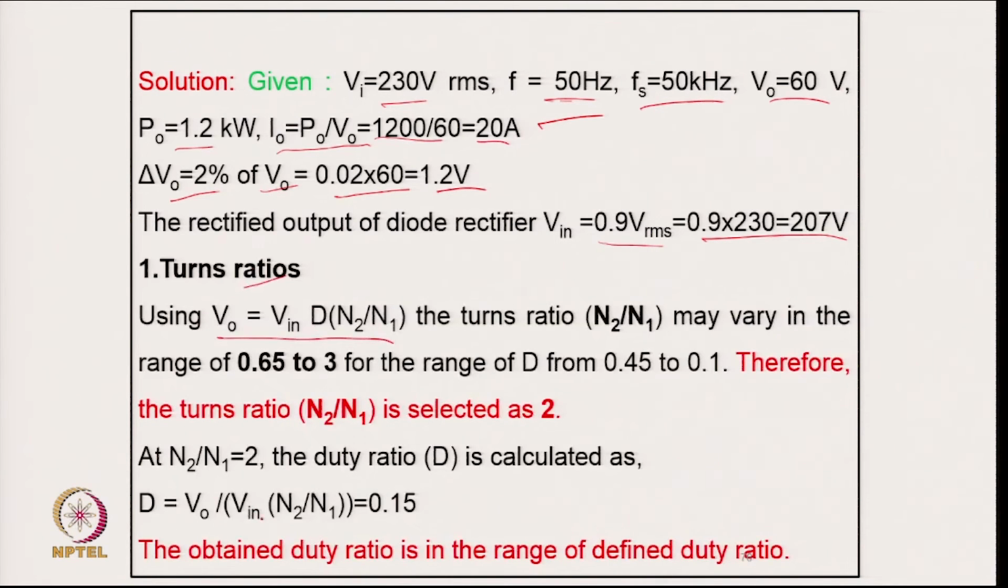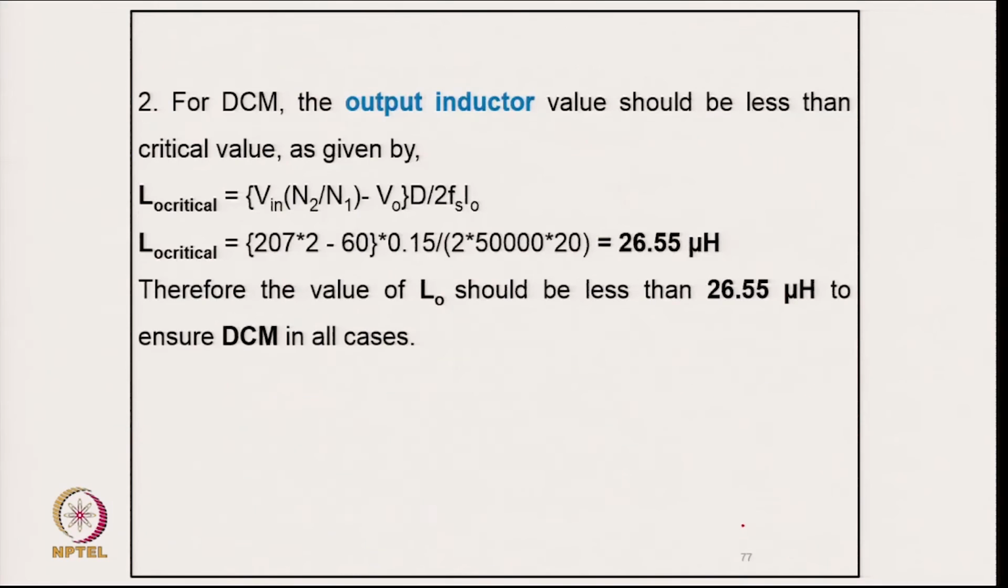So, from the relation Vout equals Vin D upon Vin, we can find out the turns ratio, which may vary in the range of 0.6 to 3, if D we allow to vary from 0.45 to 1. So, therefore, the turns ratio is selected as 2, and once you have N2 upon N1 equal to 2, the duty ratio is calculated as 0.15 and obtain the duty ratio in the range of duty cycle.